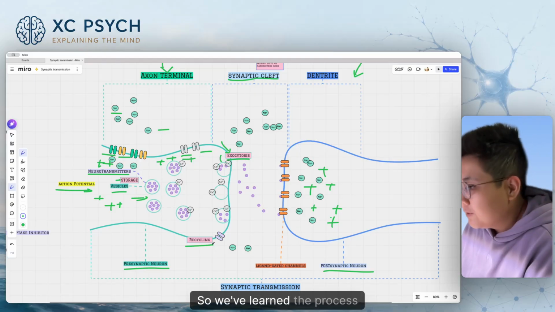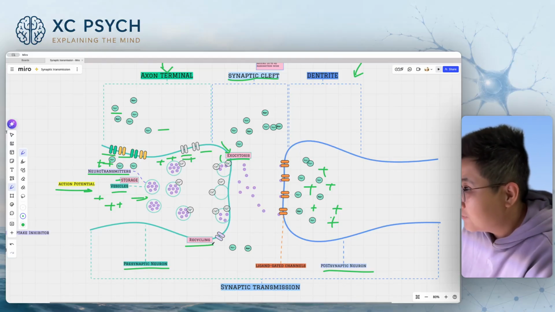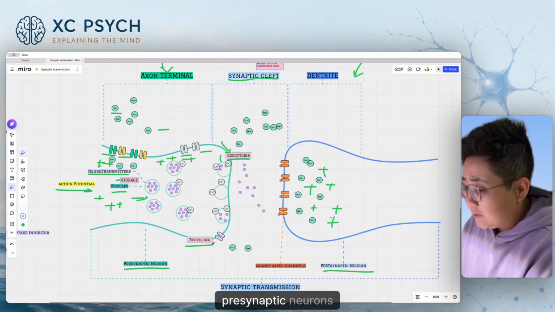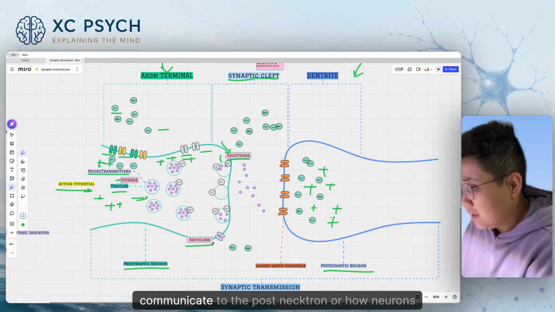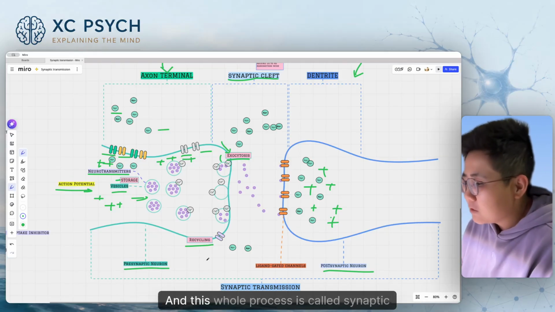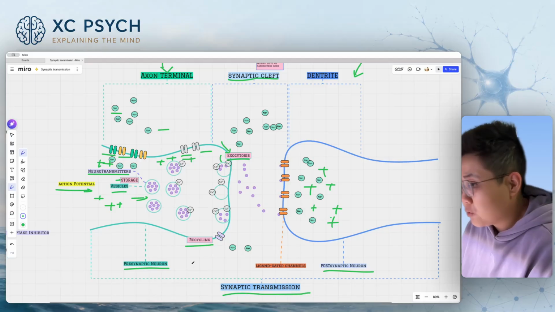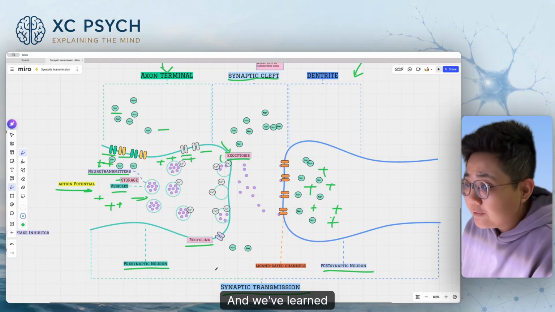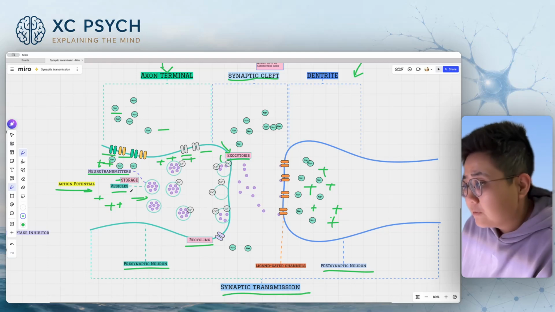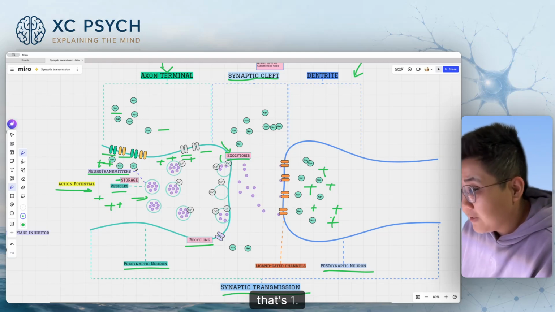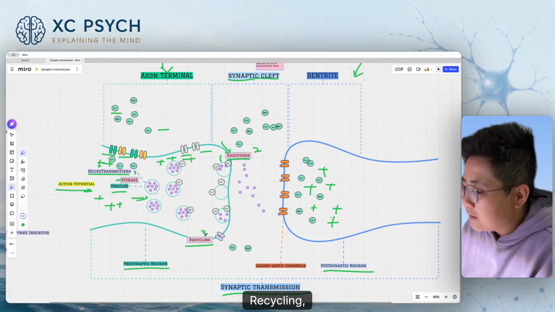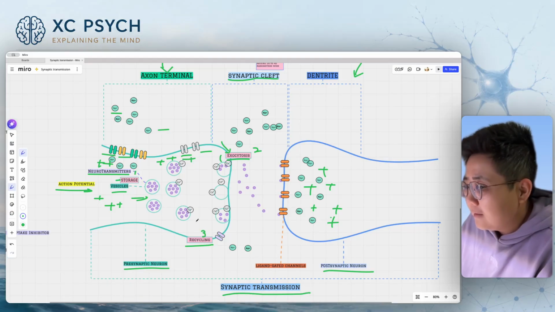So we've learned the process of how presynaptic neurons communicate to the postsynaptic neuron, or how neurons communicate with each other. And this whole process is called synaptic transmission. And we've learned the three functions of vesicles: storage, that's one; exocytosis, that's two; recycling, that is three.